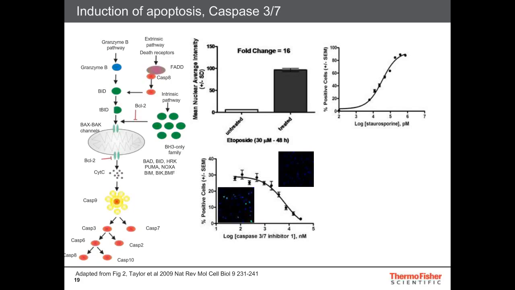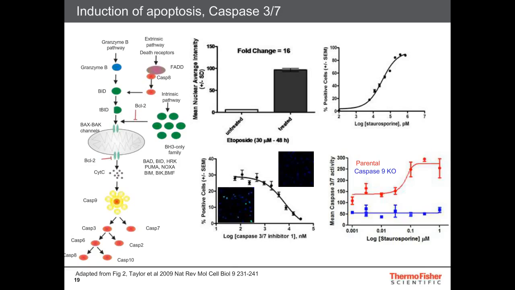It is specific for apoptosis. We can keep apoptosis at a tonic level with a low dose of staurosporine and apply increasing concentrations of a caspase 3-7 inhibitor. We see a dose-dependent loss of the signal, reflecting its specificity to caspase 3-7. We can also back this up with genetic models. Here's a CRISPR-Cas9 model where we've knocked out caspase 9, and we can see no signal in the caspase 9 knockout with increasing concentrations of staurosporine, yet we see a dose-dependent increase in the matched parental line. And of course, caspase 9 is just upstream of caspase 3-7, so it's a very nice specific modulator of caspase 3-7 activity.